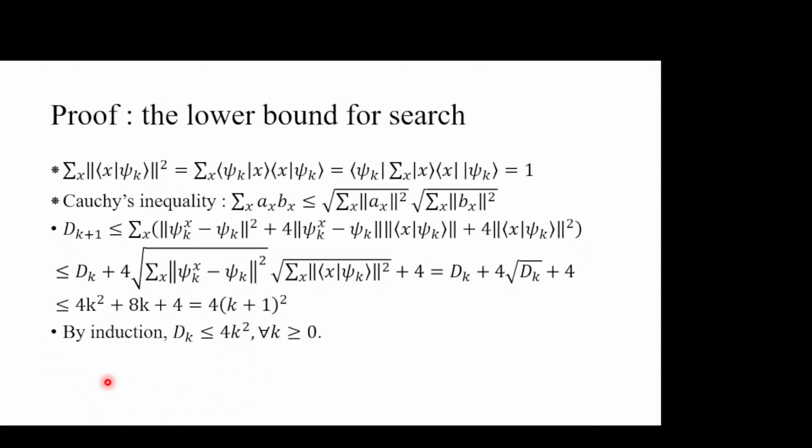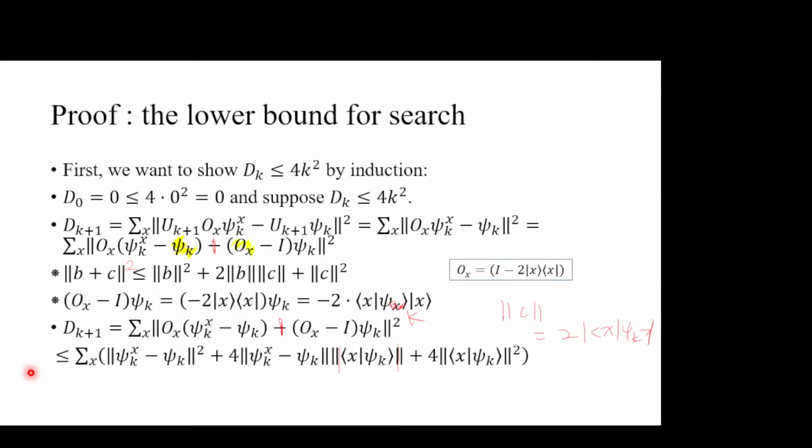And so the induction together will give us that d_k is always less than (4k)², and this is for all integers k greater or equal to 0. Okay, and so that completes the first part of our lower bound.